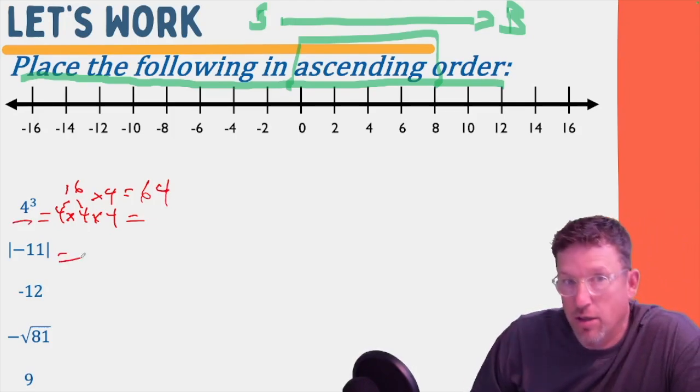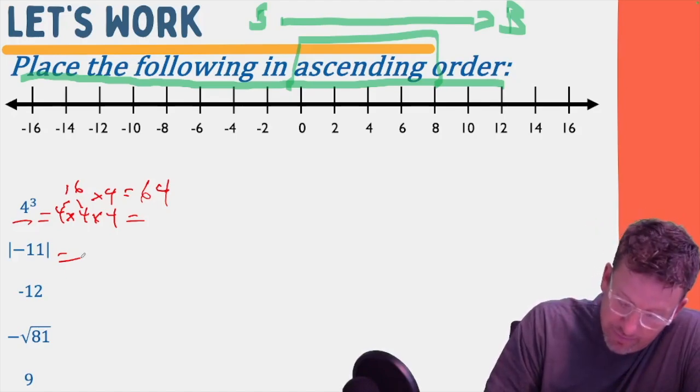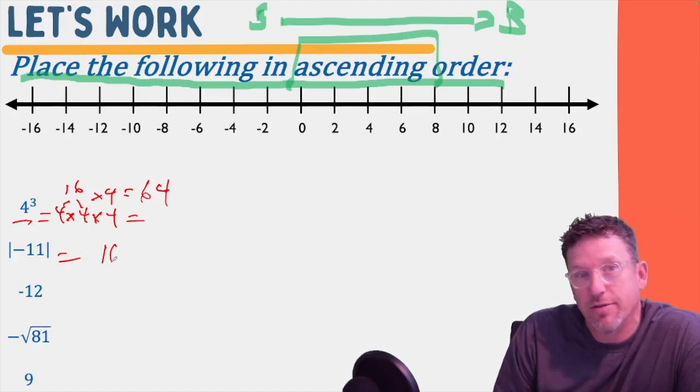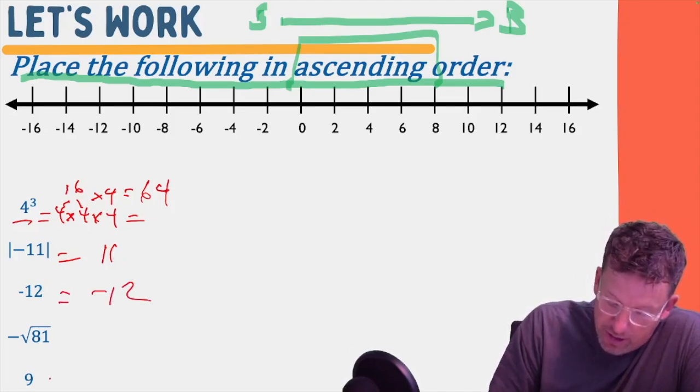What is the absolute value question? How far away is negative 11 from 0? It is 11 away from 0. Got that one figured out. Next up, we got negative 12. That's already an integer. Leave them alone. I'm going to skip this one, go down here because we also have already an integer. Leave it alone.